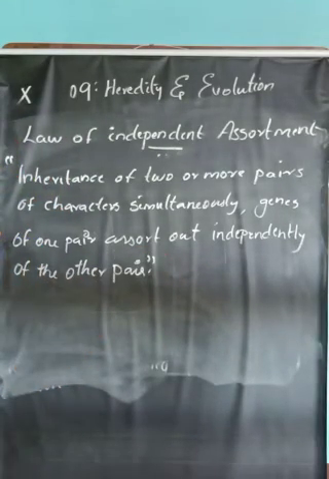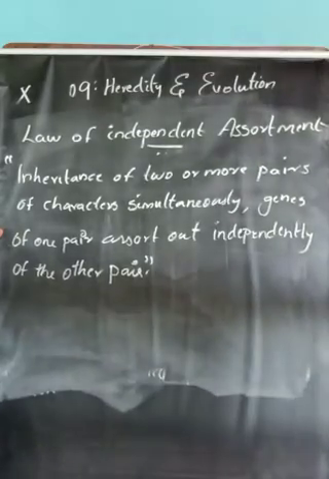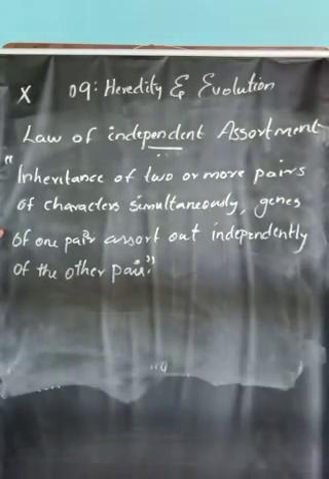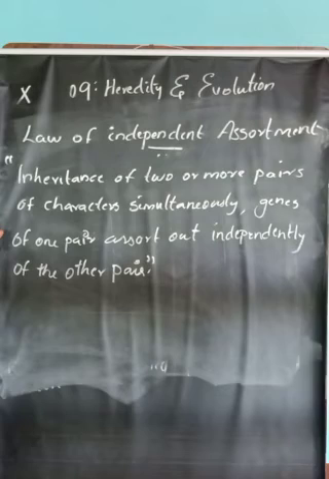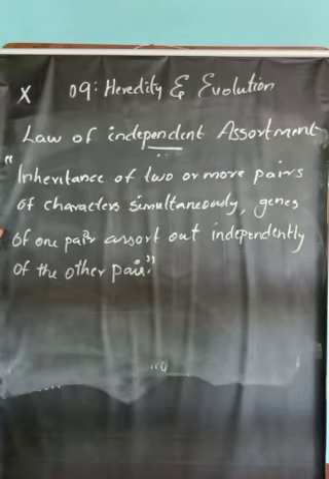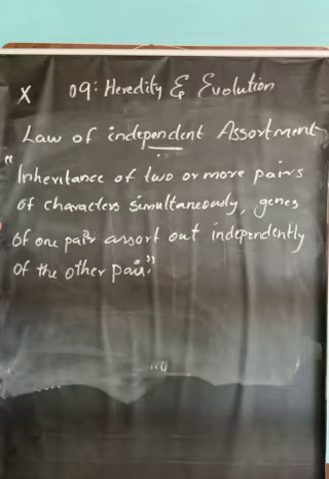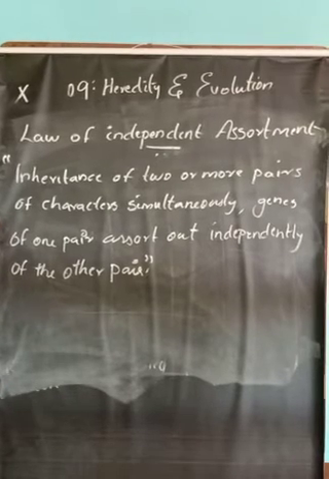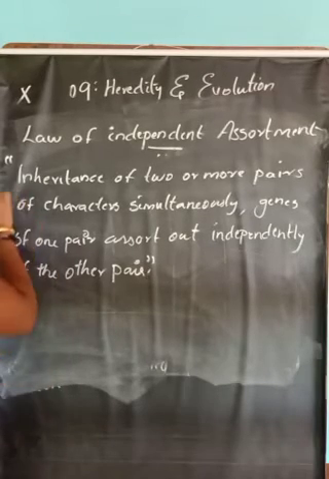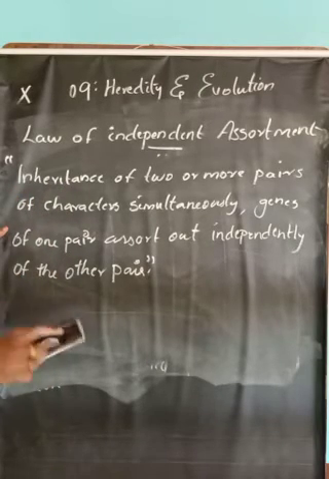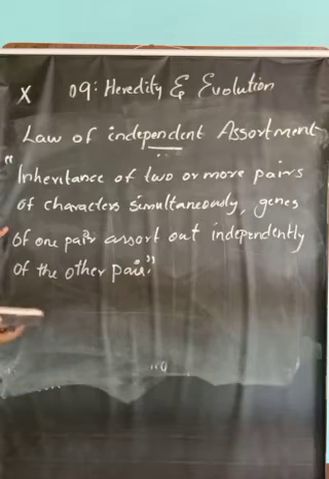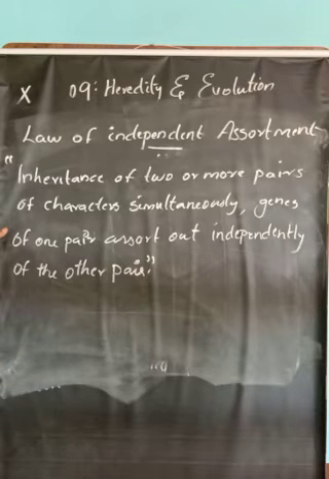Okay, so inheritance of two or more pairs of characters simultaneously, the genes of one pair assort out independently of the other pair. This is called the law of independent assortment. Based on our previous example we can justify what this law is stating.